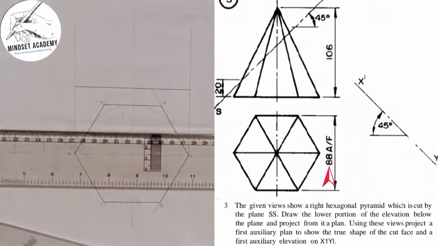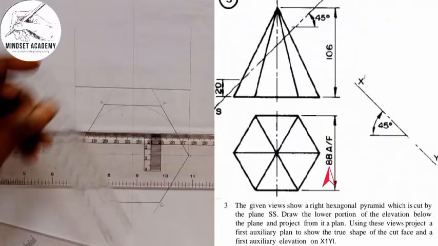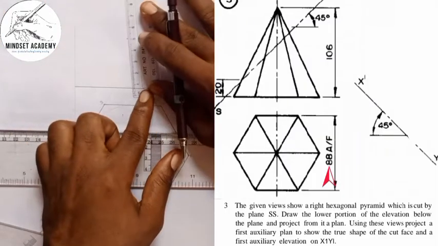That is the base of the pyramid, the hexagonal pyramid. And the height is given. If you look at the height, from here to here, it is given as what? 106, right? So I'm going to use my rule and measure 106.